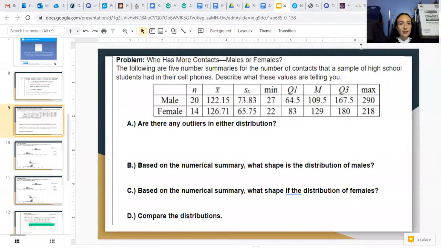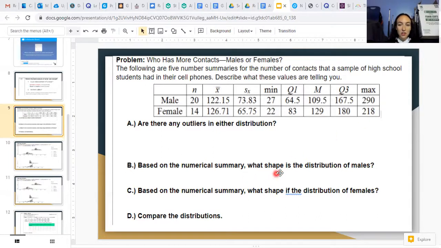So when you're asked if there are outliers in either distribution, that's when you can use what you know about the interquartile range. You can actually use this to determine what is the interquartile range times 1.5 and find your upper and lower fences to determine if you have any outliers.